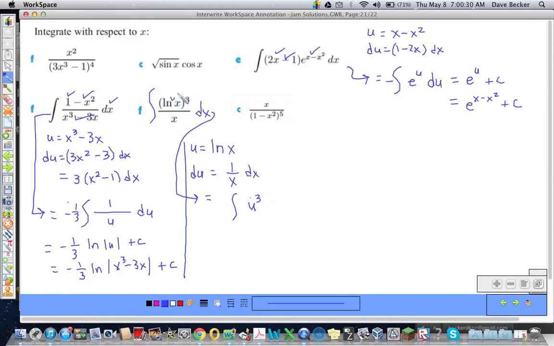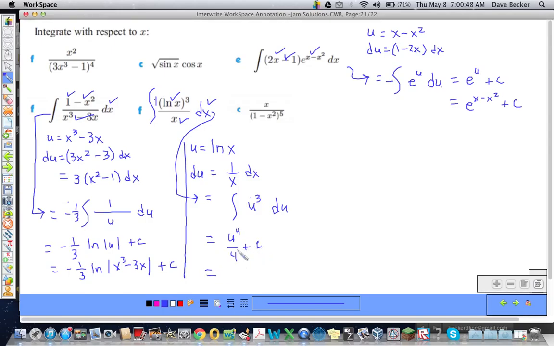So ln x is taken care of. du equals 1 over x dx. dx is taken care of. There's really a 1 over x here. Bazinga. Could that be any easier? This becomes u to the 4th over 4 plus c.